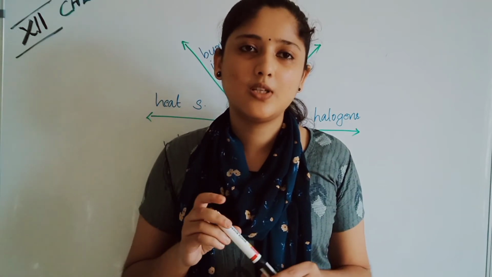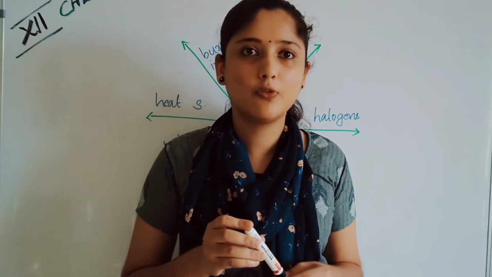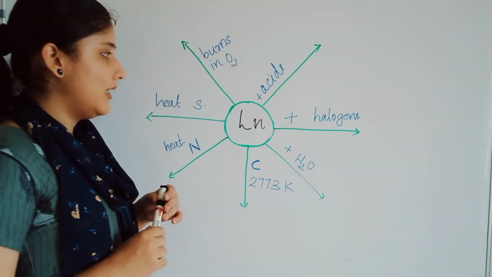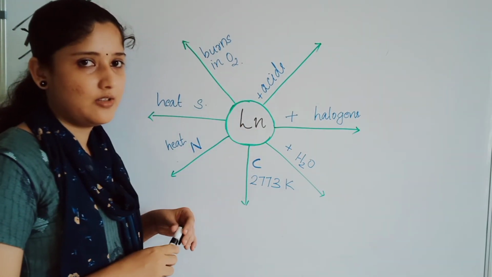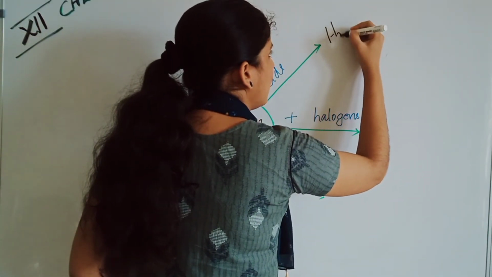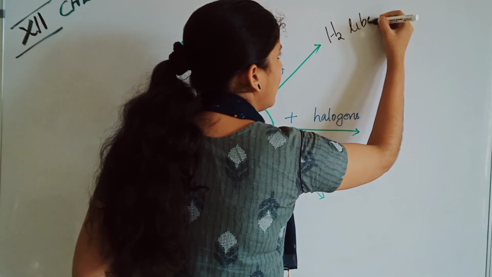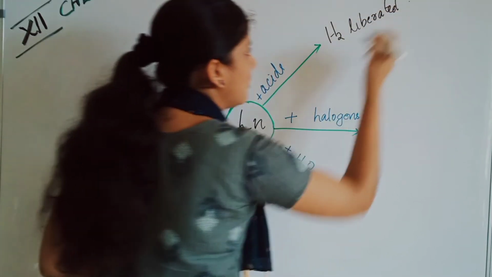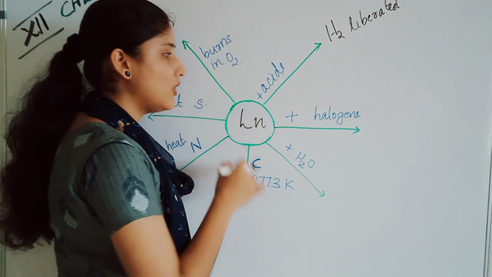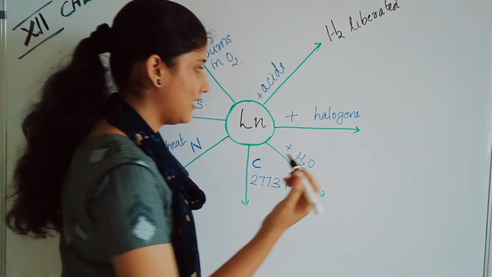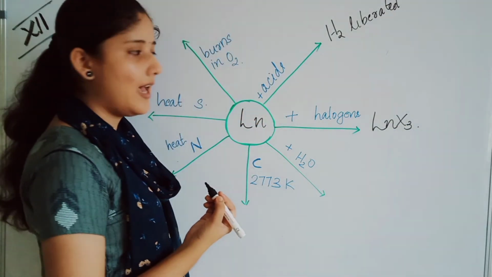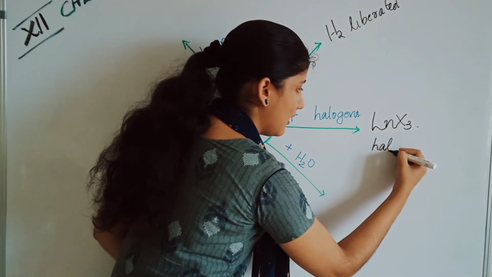Students, let us now discuss some of the important reactions of lanthanoids. First, lanthanoids react with acids. When lanthanoids react with acids, what will we get? Hydrogen gas. Hydrogen gas H2 is liberated. Then when lanthanoids react with halogens, we will get halides, LnX3. These are halides of lanthanoids.